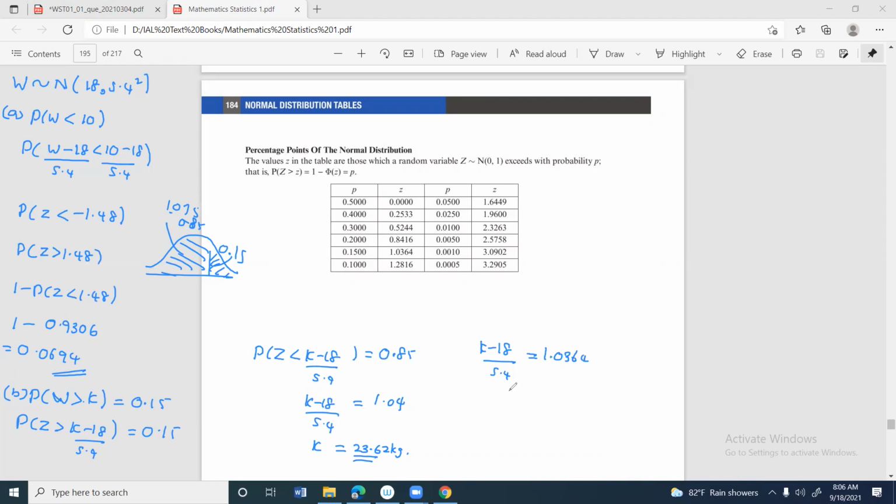1.0364. Now let's see whether there is any significant difference between these answers. 1.0364 times 5.4 plus 18 gives 23.59. So you can see that if you round off to the first decimal place, both answers are the same. It doesn't make a big difference, unless they specifically mention it. You can use whichever table, it doesn't make a big difference to your final answer, so there's nothing to panic about.